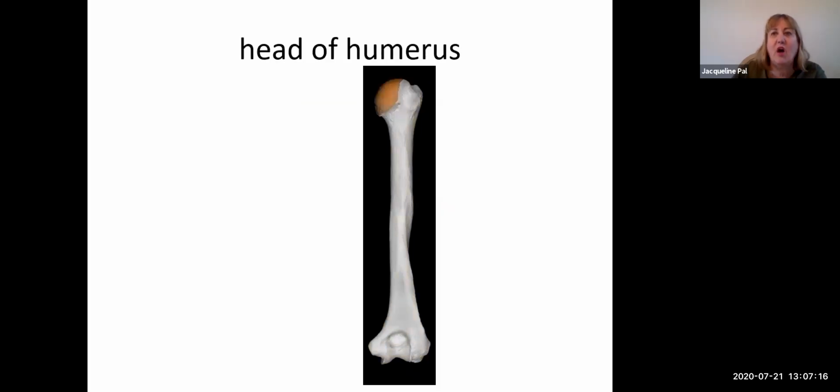Starting with the most proximal landmark, that rounded ball area is known as the head of the humerus. And that is what articulates with the glenoid fossa in which bone? That's right, the scapula. Since the arm is articulating with the scapula, the head of the humerus is going to be the medial aspect of the proximal end. So if this is medial, that makes these lumps the lateral portion of the humerus.